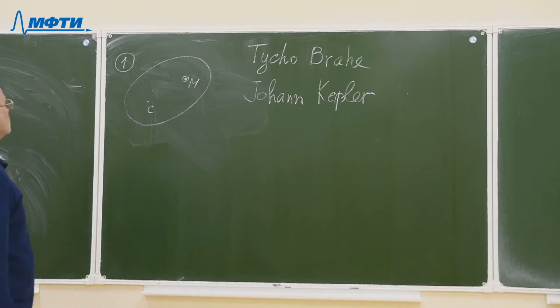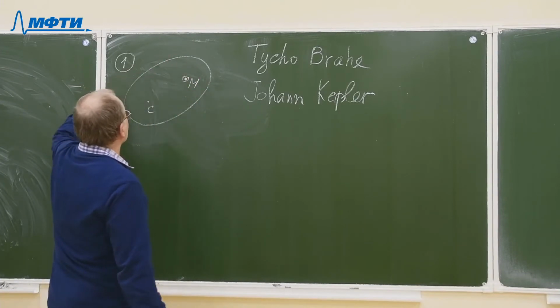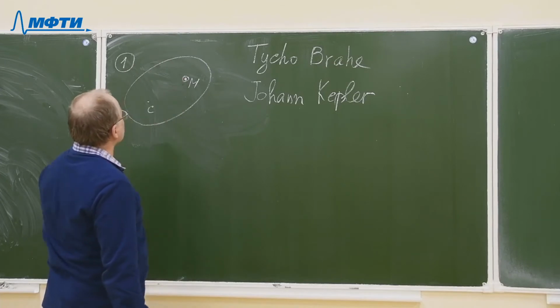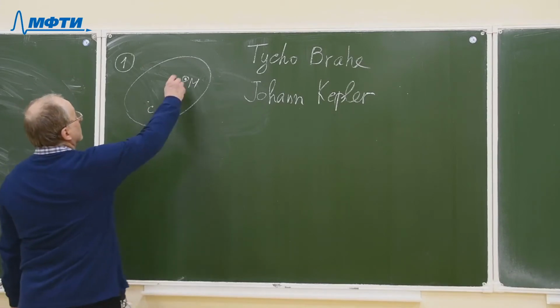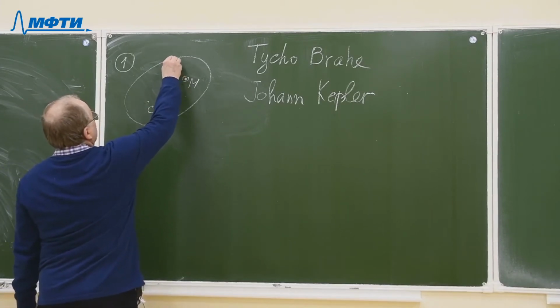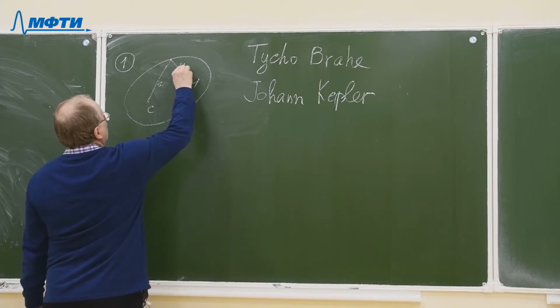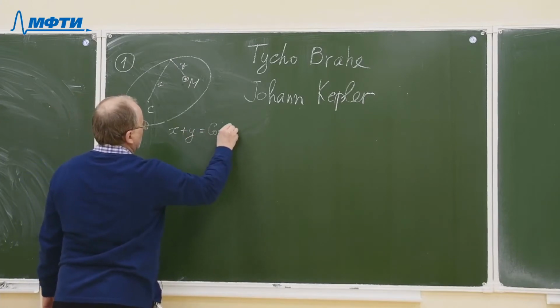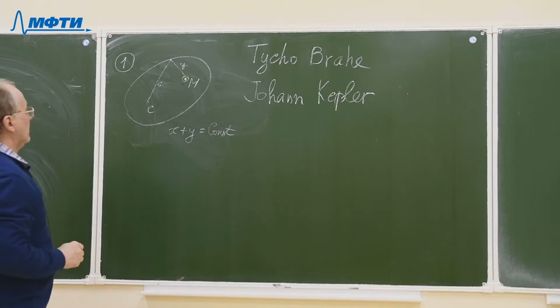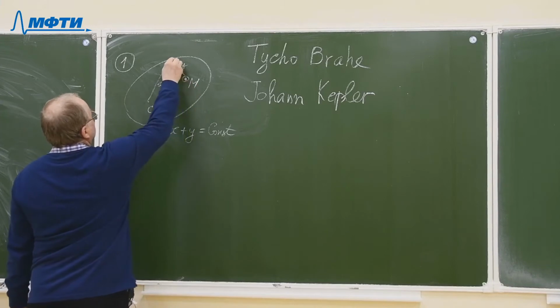And each planet moves along an elliptical orbit, an elliptical trajectory, with the sun in one of its centers. What is the ellipse? What kind of curve is that? Ellipse is such a curve that for any point on this curve, the sum of distances to its focal points, say x and y, is the same. X plus y is constant for a given ellipse. So the sum of distances to focal points is the same for each point.